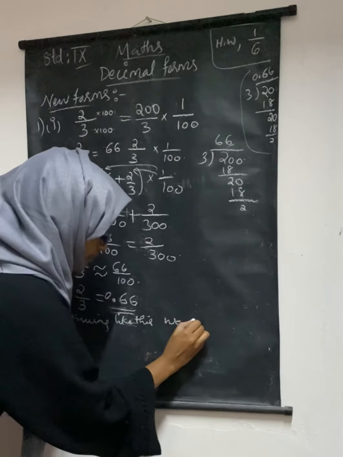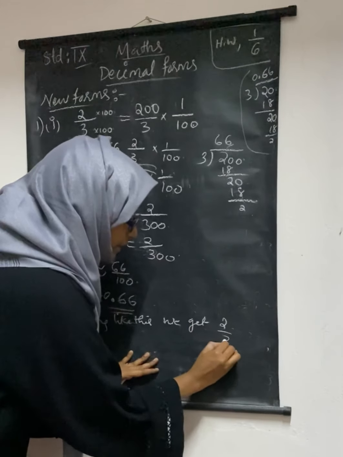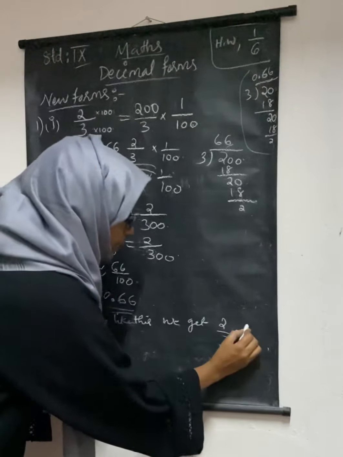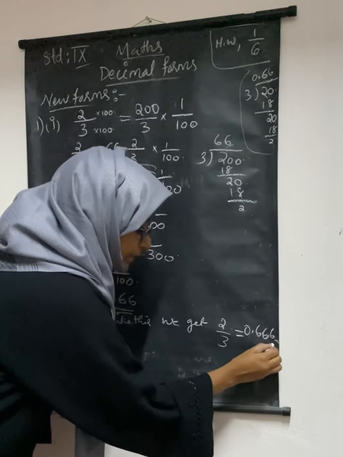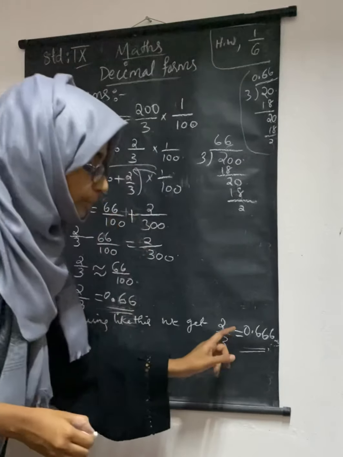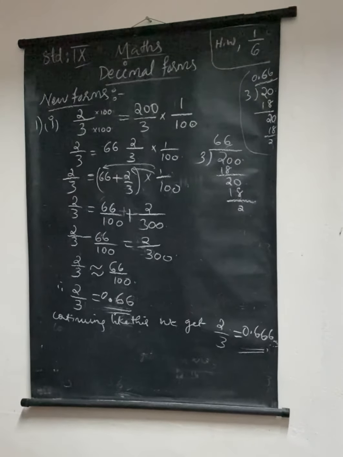Continuing like this, we get 2 by 3 is equal to 0.666 etc. Put etc. Okay, dotted line you have to put, 0.666 etc. This is the way you have to do it.